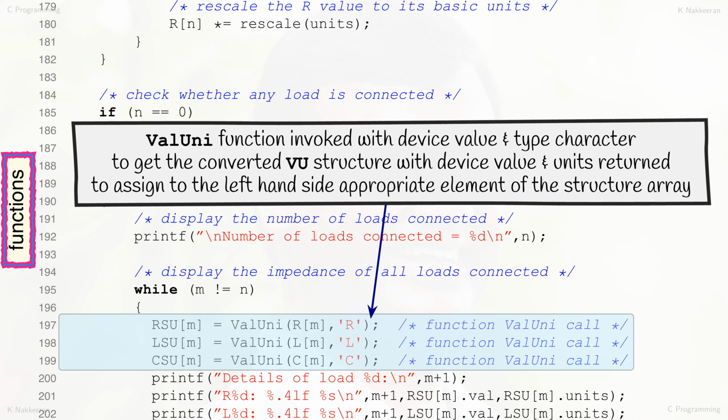Lines 197 to 199 are assignment statements that assign the appropriate element of the structure arrays with the VU structure returned by the value unit function, which is invoked with the appropriate load value and the corresponding device type character. Left-hand side structure array quantities will have the converted device values and the corresponding higher or lower order units. These quantities can then be appropriately used in the printf statement for the display on the monitor.